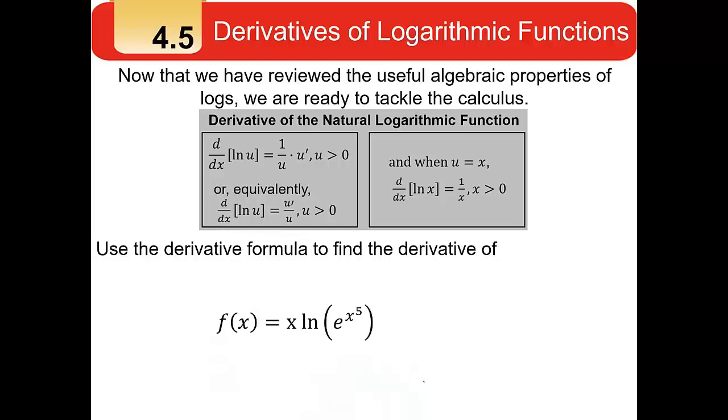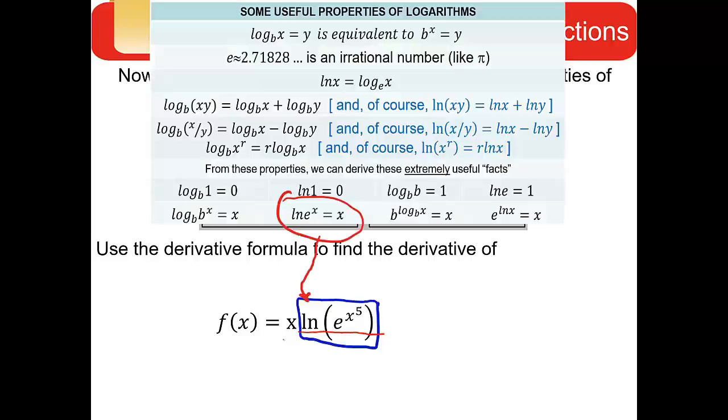How about this? Find the derivative of f of x equals x times the natural log of e to the power of x to the fifth. Now that looks horrible, but there's a trick that makes this problem so easy, because this is the natural log of e to a power. Forgetting about the x in front for a minute, the second part is the natural log of e to a power. You've got that property that says the natural log of e to a power is just the power.